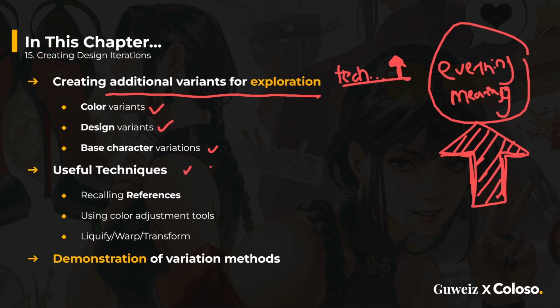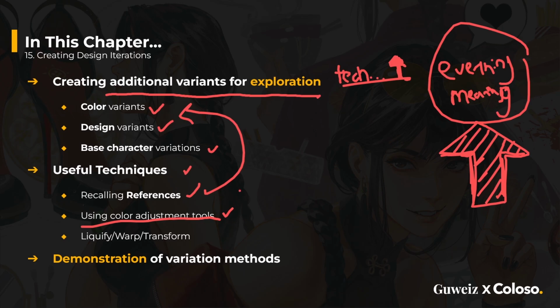Next, if we talk about other useful techniques for iterating and creating additional variants, what we can do is to always recall references. Perhaps we could use a reference that we used for a different character, or maybe a reference that was tangentially related to this idea, where we could take inspiration from those resources and get ideas with which to make these variants. And of course, on the more technical side of things, color adjustment tools like selective color, color balance, or simply hue saturation adjustment are very good digital tools that we have to change color up on the fly.